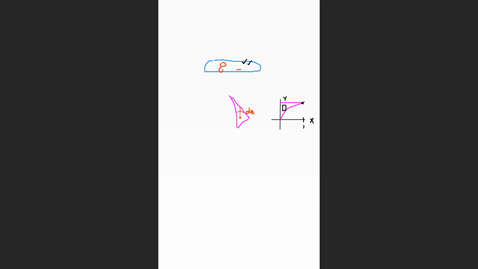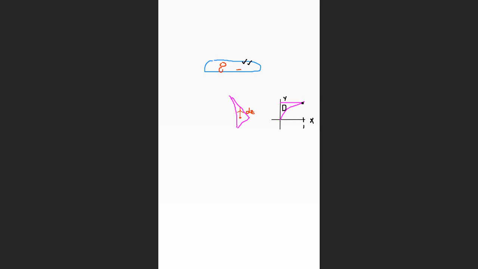Okay, thank you. All right, so here's one. There's region D. And so the bottom function here is y equals square root of x, right? That's this function.